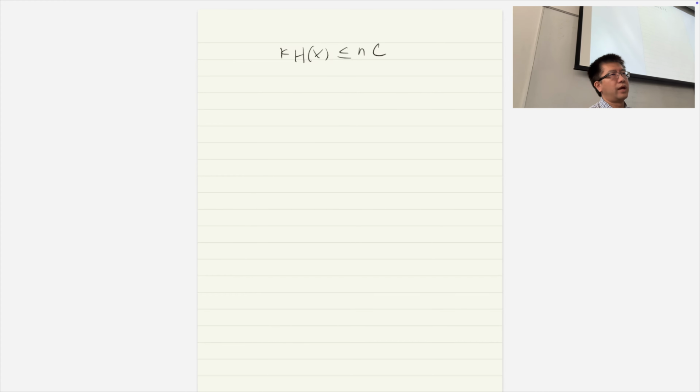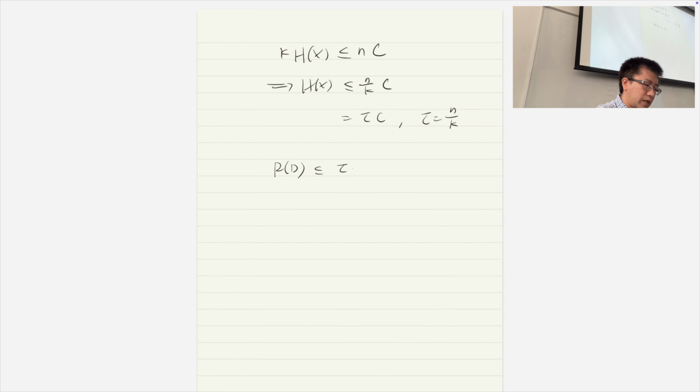Therefore, we say there's no gain if we do the separation, right? Of course, we can get some complexity gain, but from the capacity point of view, there's no gain. And here we have the same thing. Normally what we do is that for this, we can have this less than or equal to n over k, and this equals tau times c. We define tau as this. So here we have the same thing: R(D) will be less than or equal to tau times c, and then we're okay.